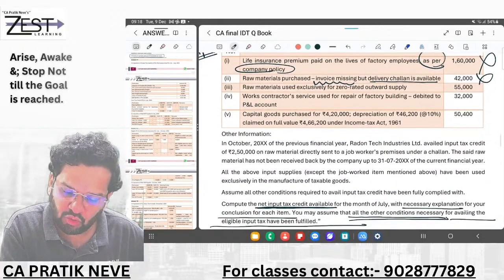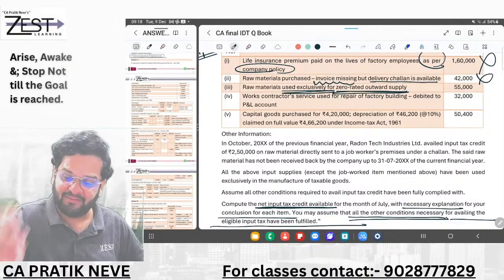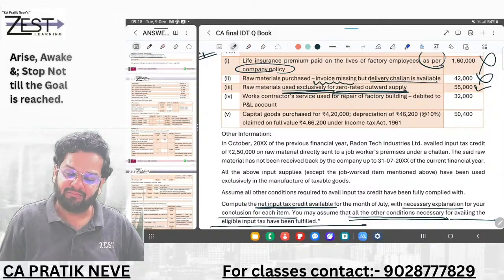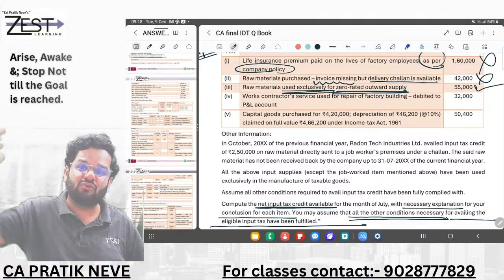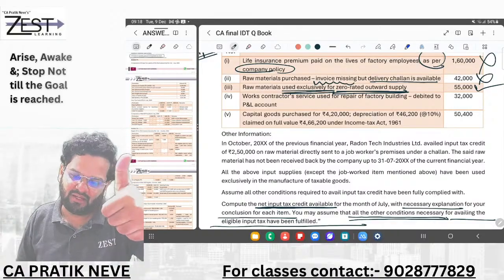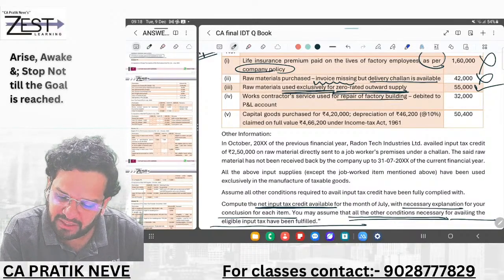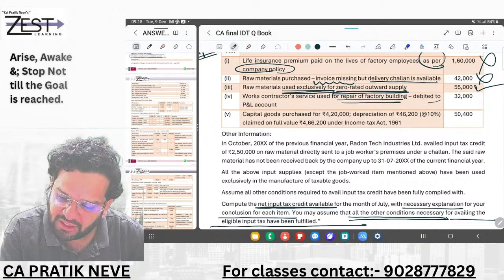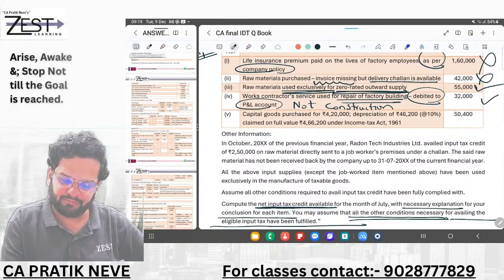Raw material used exclusively for zero rated outward supply. ITC is available, because zero rated means exports. Whatever inward supplies you are using for making exports, ITC is available. Works contract service used for repair of the factory, and this is debited to P&L. Congratulations, so it is not construction. If it is not construction, ITC is allowed.